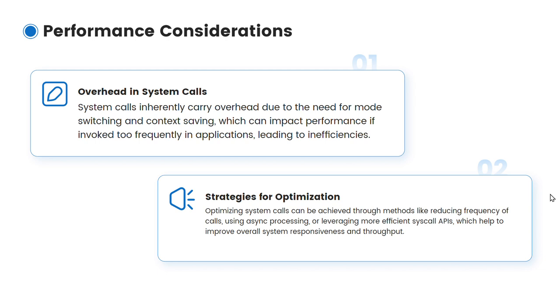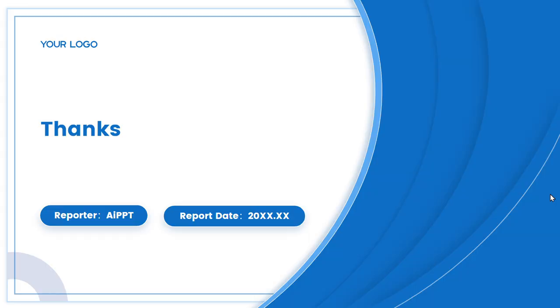Strategies for optimization. Optimizing system calls can be achieved through methods like reducing the frequency of calls, using async processing, or leveraging more efficient syscall APIs, which helps to improve overall system responsiveness and throughput.